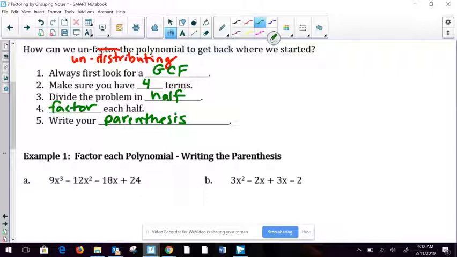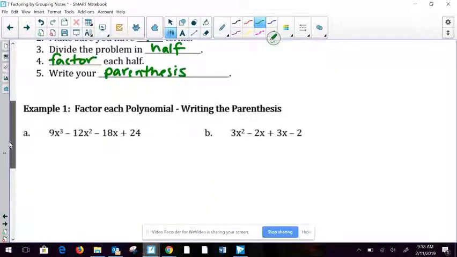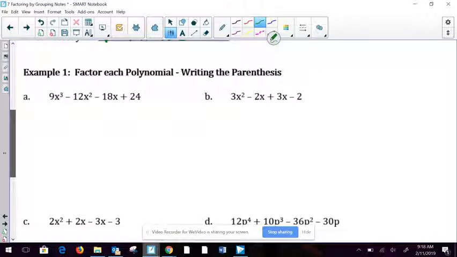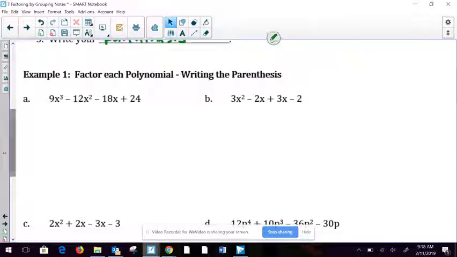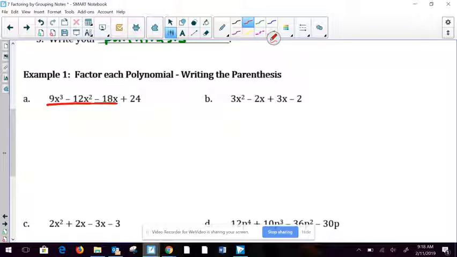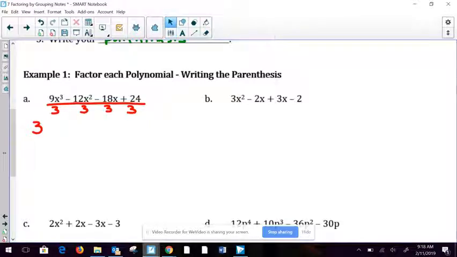So when we go through this, we are going to kind of break it down. The first step of all this is to look for a GCF. So if I look at letter A, I have 9, 12, 18, and 24. Right away, I see that all these numbers are divisible by 3. So the first thing I'm going to do is divide every single individual piece by 3, and I'm going to rewrite it. The 3 comes out front, and then I'm going to write everything that's left inside.